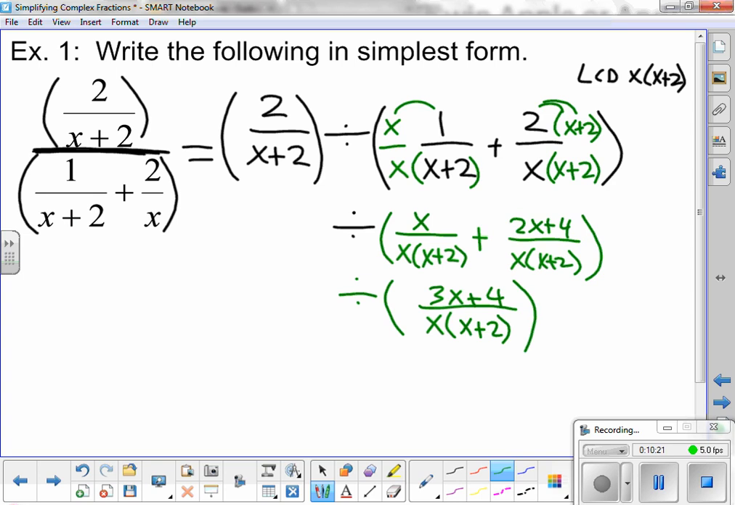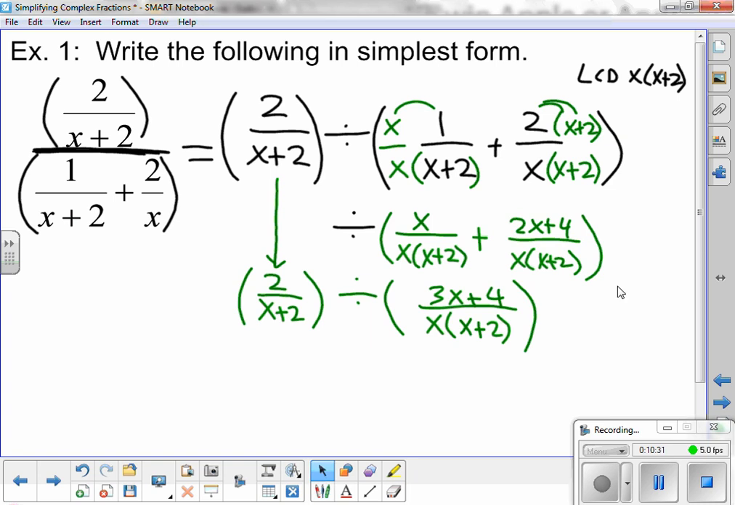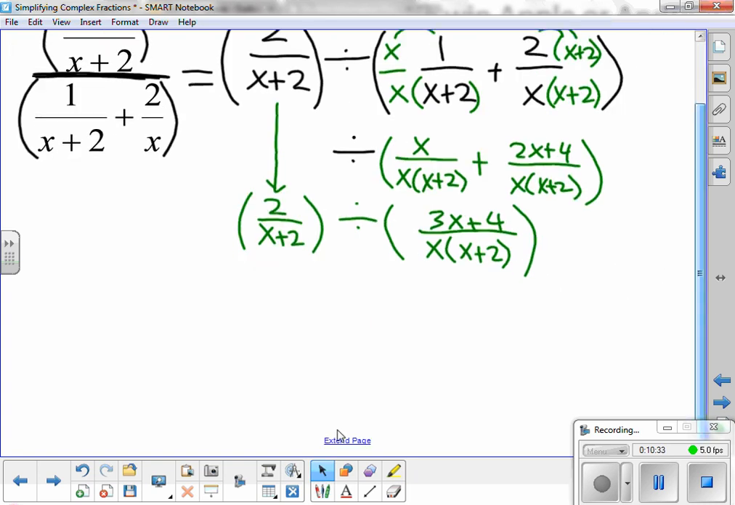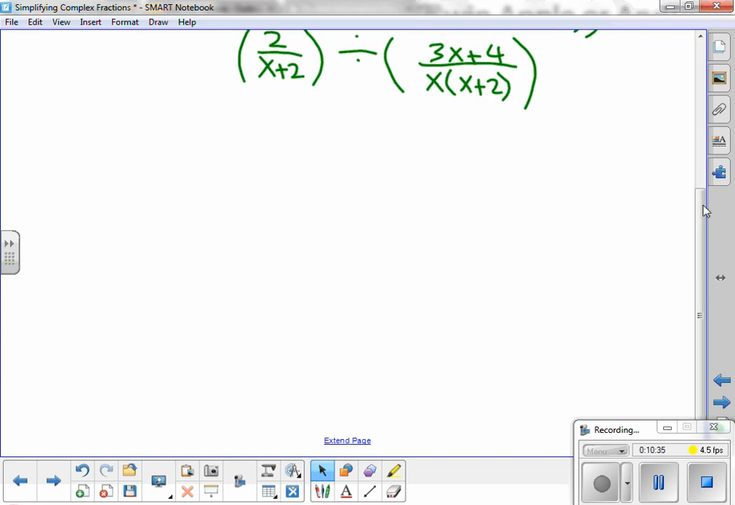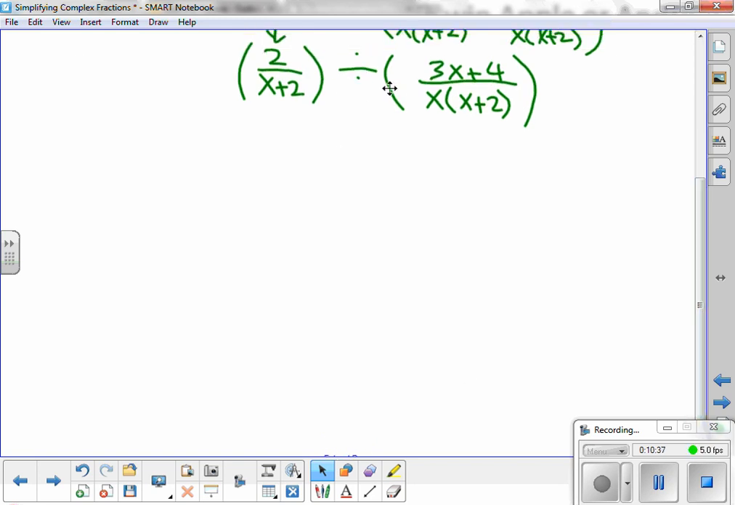And let's go ahead and bring this guy down over here. So 2 over x plus 2. All right, so basically all we did was rewrite the denominator so far. These are lengthy problems. So now we have one fraction divided by one fraction.